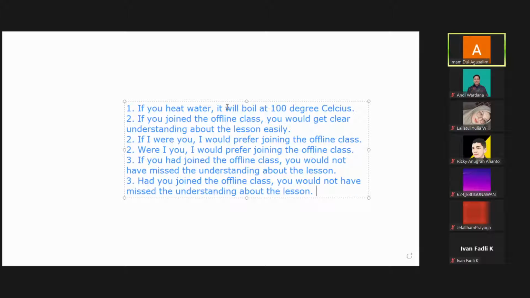Oke, itu apa yang kita bahas tentang reduce clause. Jadi tadi kita belajar mereduksi. Oke, kita lanjutkan dengan noun clause. Jadi bahasan berikutnya adalah noun clause. Oke, just a minute.